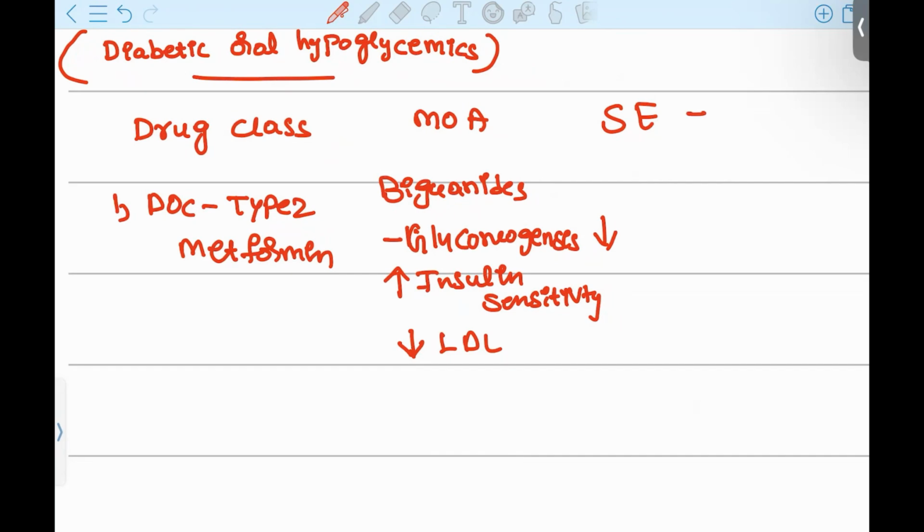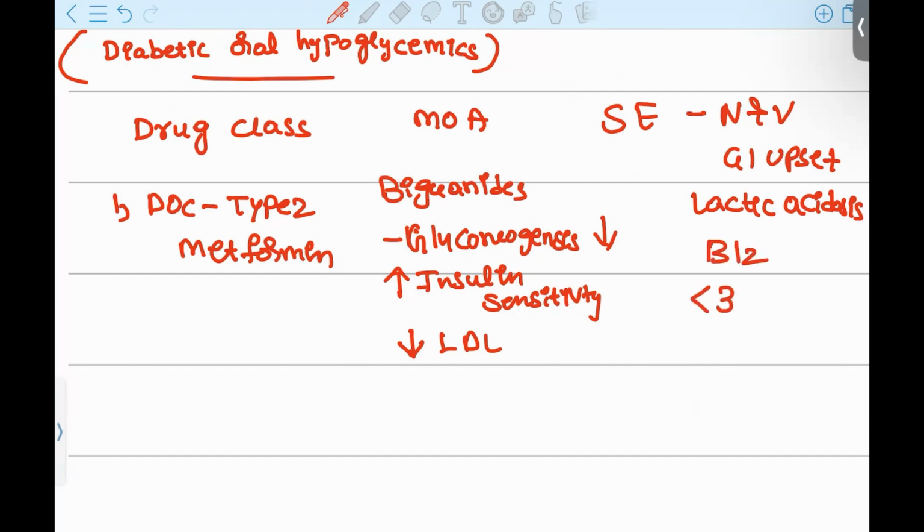Commonly the side effects are nausea, vomiting and GI upset. But if the dose is exceeded, it will cause lactic acidosis. This is a commonly asked question: lactic acidosis is associated with which class of hypoglycemic? That is the biguanides, and also B12 deficiency. In case the patient has a GFR of less than 30, we should not give metformin; at that time metformin is contraindicated. This is the keynote that you have to remember.